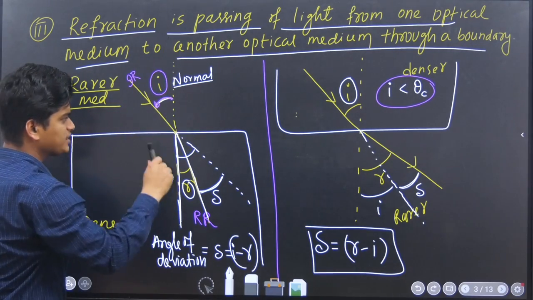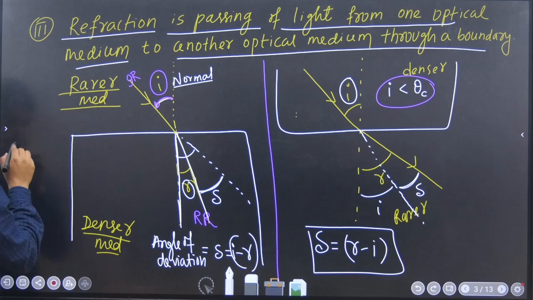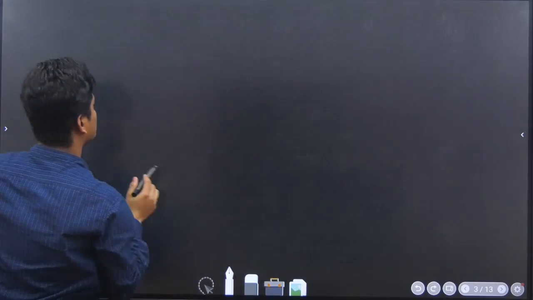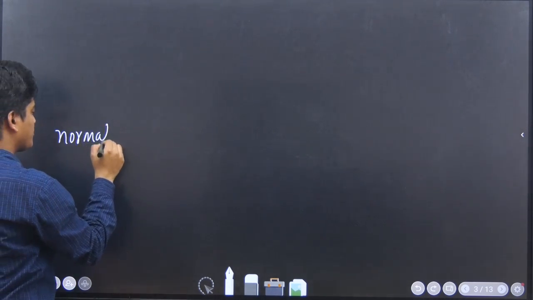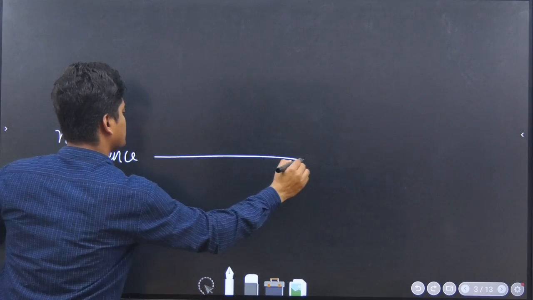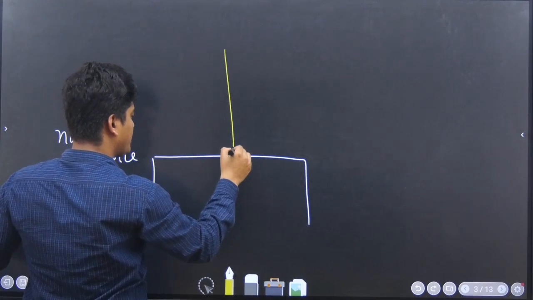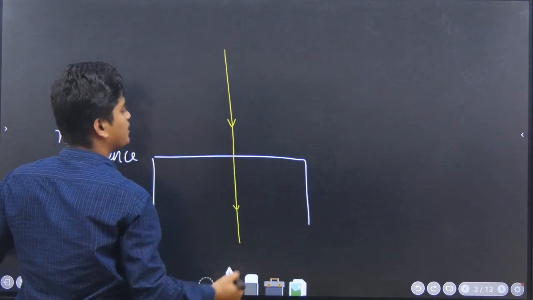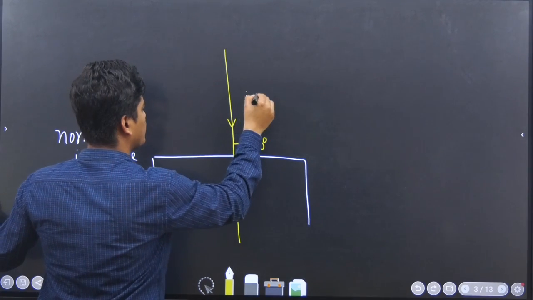Okay, so it is coming like this. At that time, for normal incidence, what will happen? I will become 0. Suppose I am telling normal incidence. This is the denser medium. Now the light ray is coming perpendicularly to this. Here the light ray will pass like this way. It is 90 degrees, and here you can tell I equal to 0.